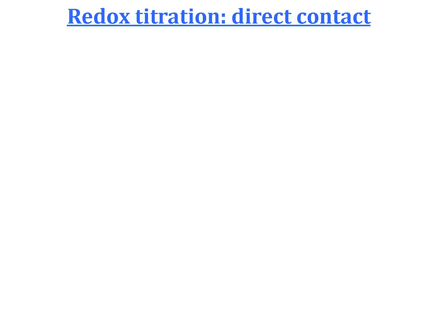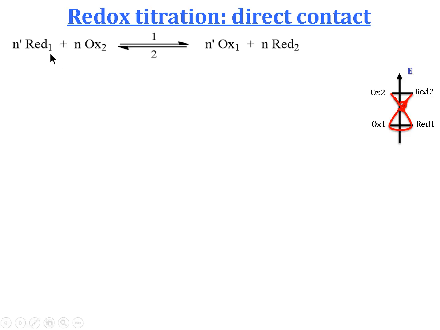Redox titration. The redox titration is an example of a direct contact reaction. The conditions of the titration are that the reaction is complete, fast, and unique. Consider the reaction between Red1 and Ox2.